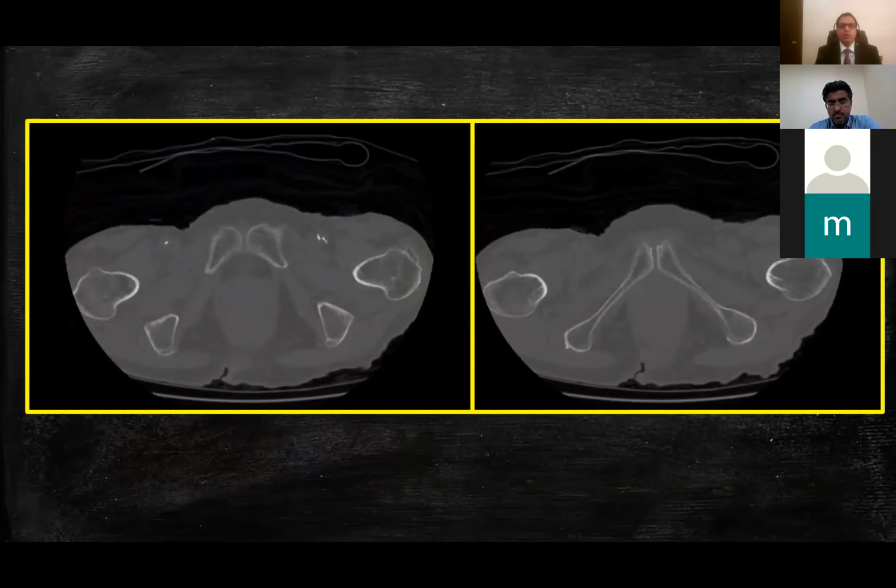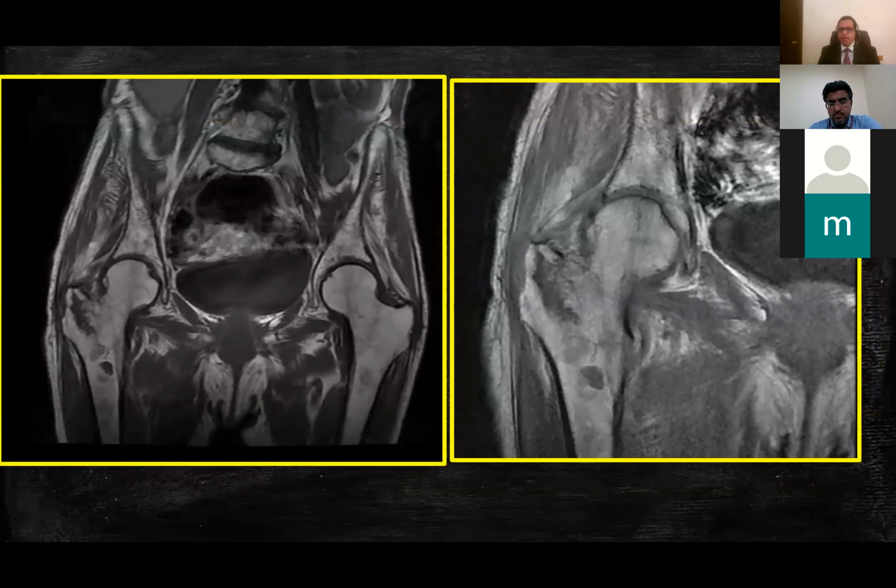So what do you do now? You admit the patient for painkillers, you discharge her with a walker or a stretcher or the family? No, please do not do that. You know what? You need an MRI. You need an MRI. This is the lesson I learned.